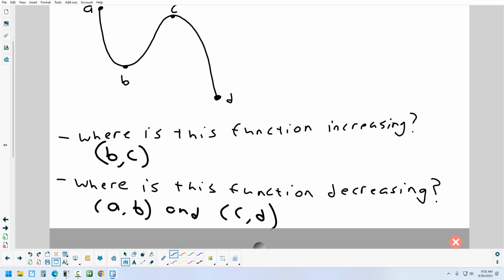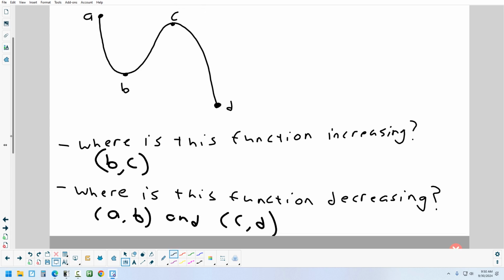Remember, increasing means it's going up to the right, decreasing means it's going down to the right. To figure out where a graph is increasing or decreasing, all you have to do is find the mins and maxes. And once you know those, you'll have the location that you can use to describe from that point it's increasing or from that point it's decreasing.